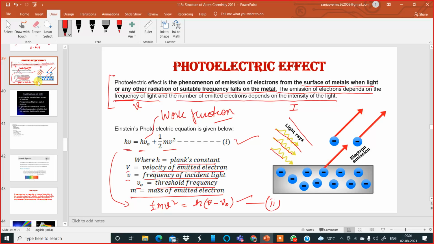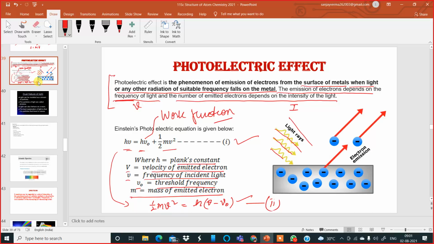Minimum frequency. Now we can increase the frequency. If you increase the frequency, then emission of electrons will be more intense. And for the number of electrons emitted, we need to understand the intensity of light. Whether light is highly intense or poorly intense, all those things come into play after that. I think this part, the photoelectric effect, is clear to all of you. Is it clear?